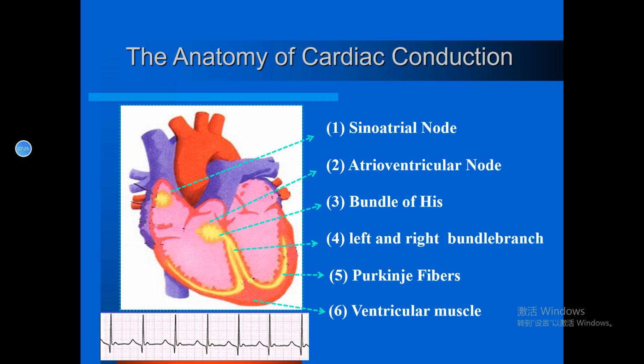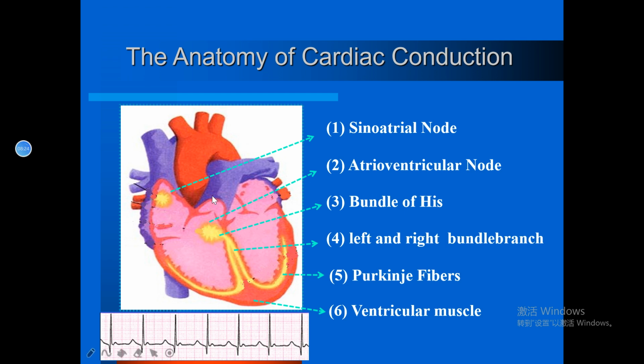Okay, this is the anatomy of cardiac conduction. This place we call the sinoatrial node, right? It has a node here, and this place is the atrioventricular node. And then here comes the bundle of His, and then it spreads into two bundle branches. This branch is the left bundle branch. This one is the right bundle branch. At the end of the bundle branches, there are Purkinje fibers, which connect the bundle branch and the cardiomyocytes. And last, there are the ventricular muscles.